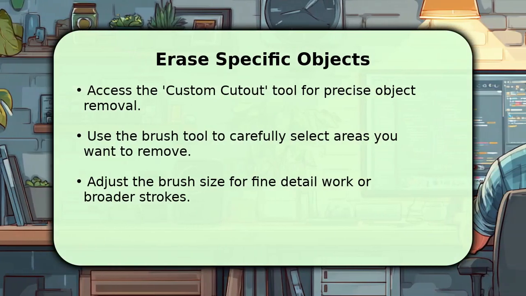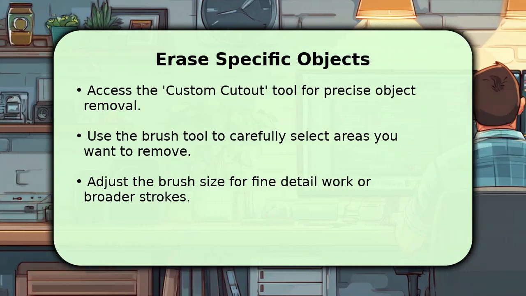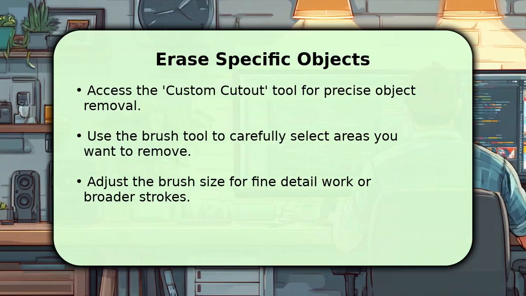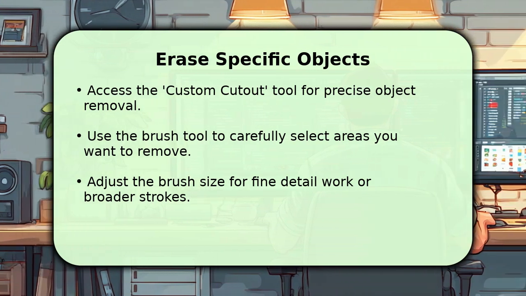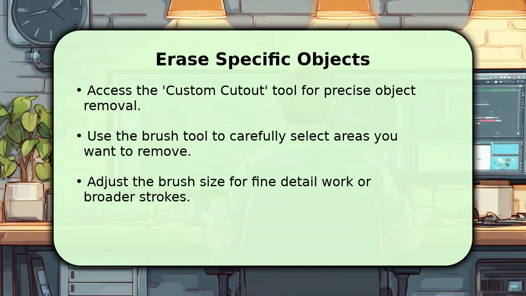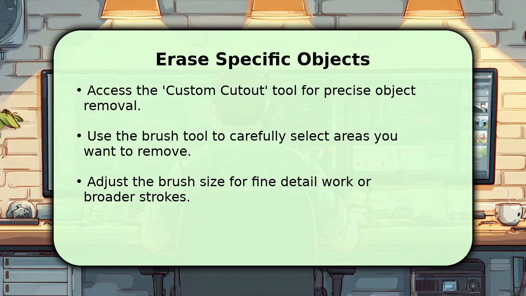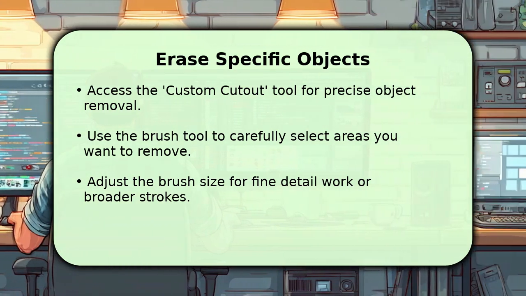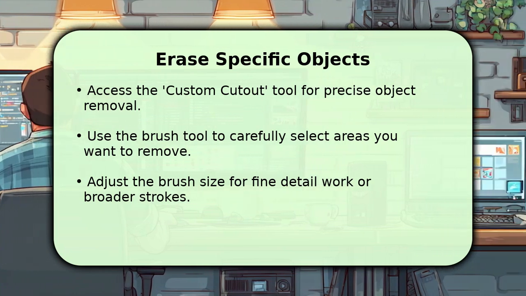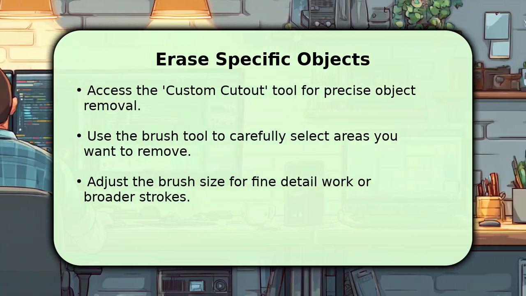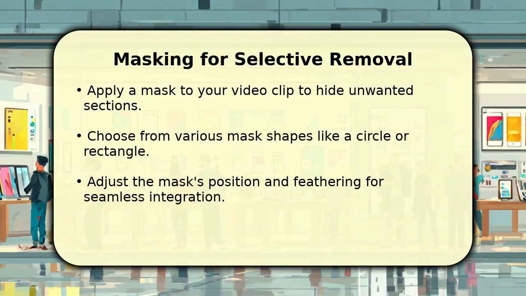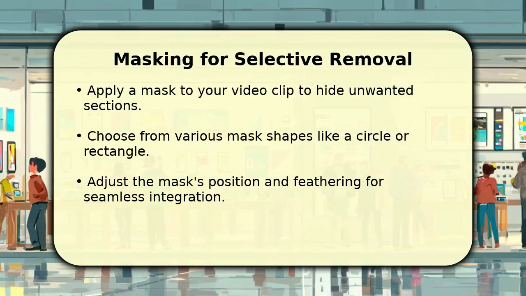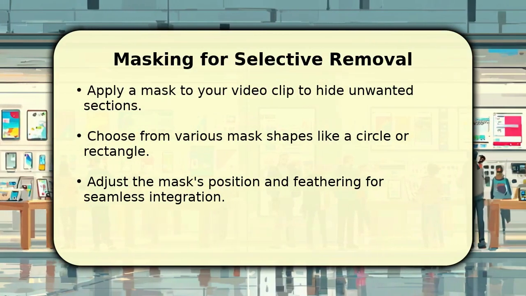When you need to remove a specific object rather than a full background, use the Custom Cutout option. Activate the brush tool and carefully draw over the elements you wish to erase from your scene. You can adjust the brush size, making it larger for big areas or smaller for intricate details, ensuring a clean and precise deletion. Another powerful technique involves using masks to selectively hide parts of your video.